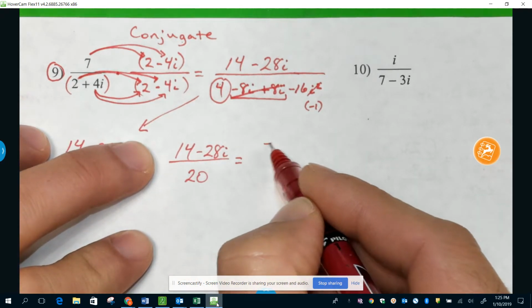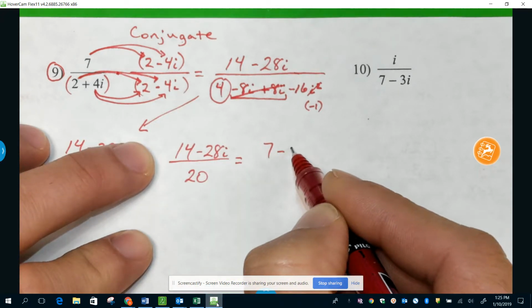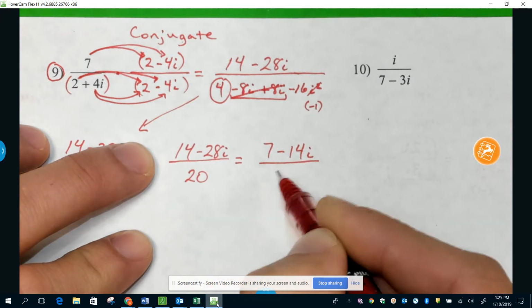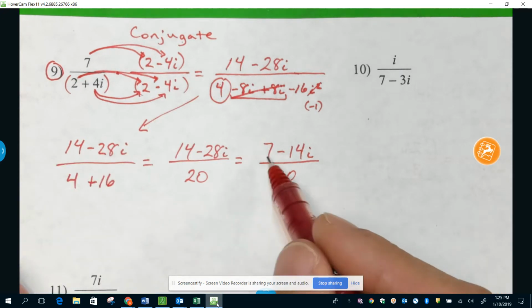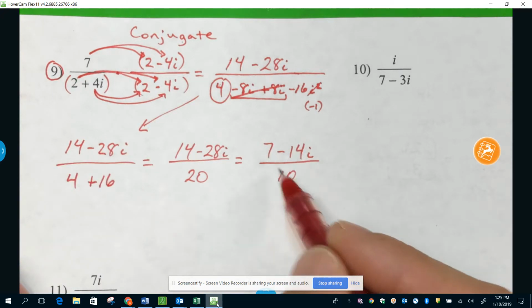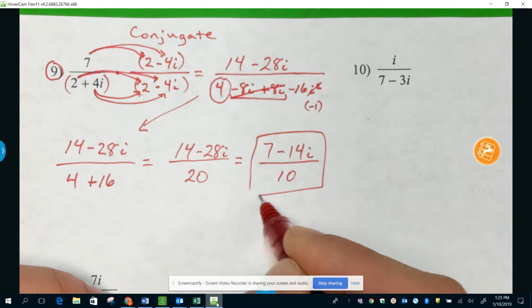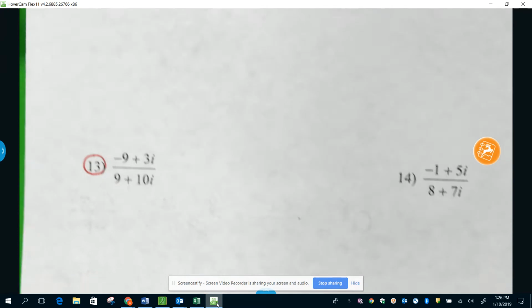2 goes into 14 7 times. 2 goes into 28 14 times. Don't forget the i there. And 2 goes into 20 10 times. Okay, so now 7, 14, and 10. There's no number that goes into all 3 of those. So I've reduced it as far as I possibly can. I'll show you one more example.